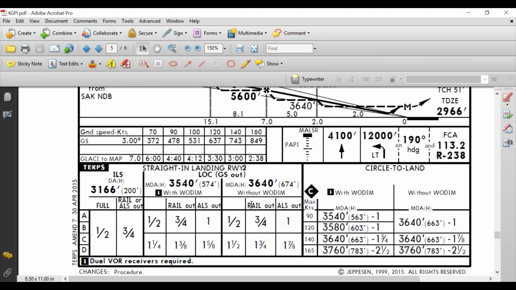601 or no? It's 574, 1 1/4. So 600. Okay, so what are we doing with the 574? Rounding it up. You've got to round up to the nearest 100, so 600, and then you're 1 1/4.